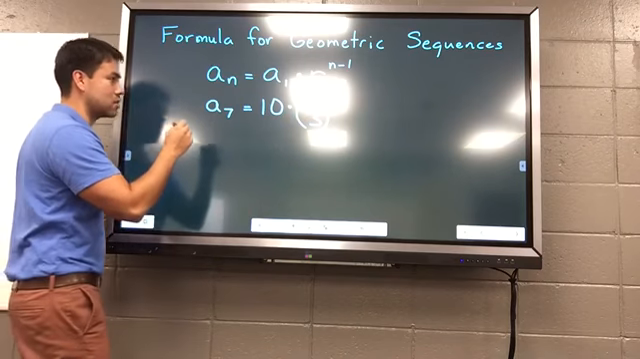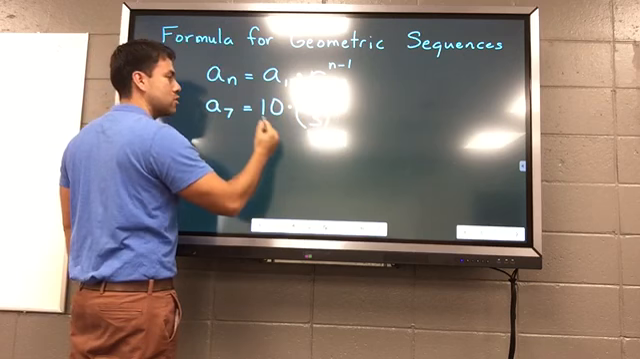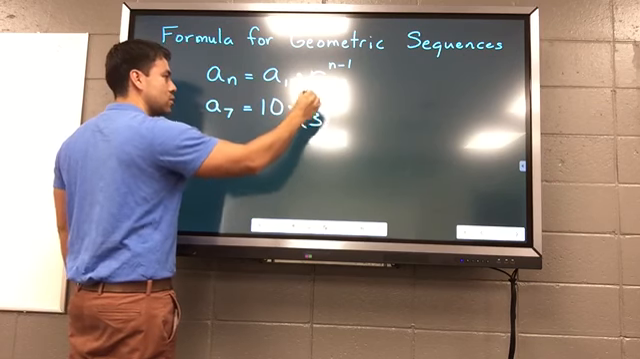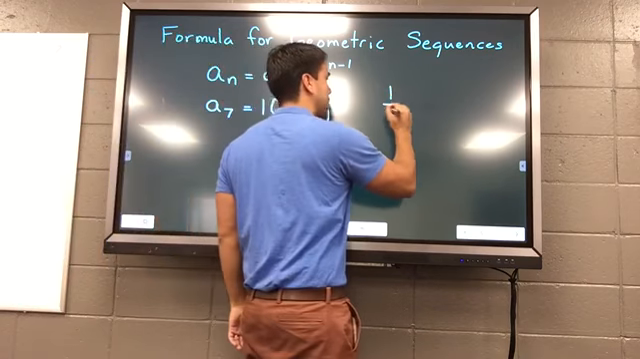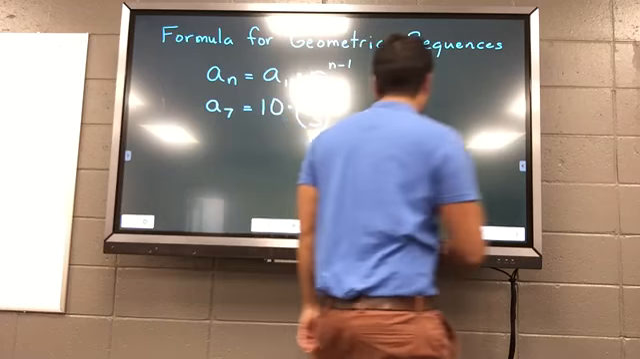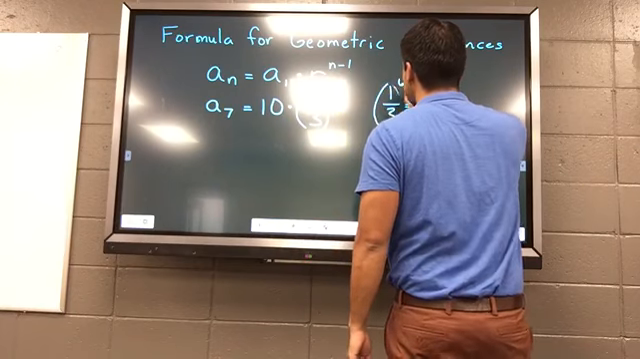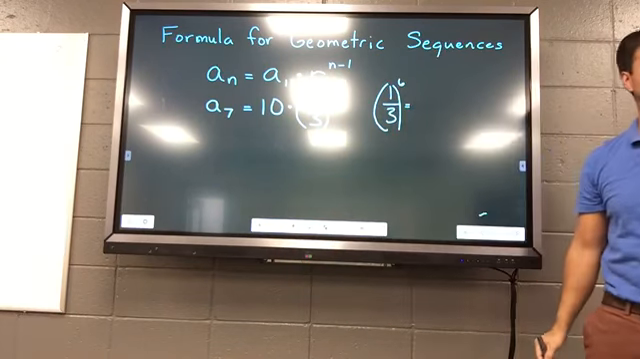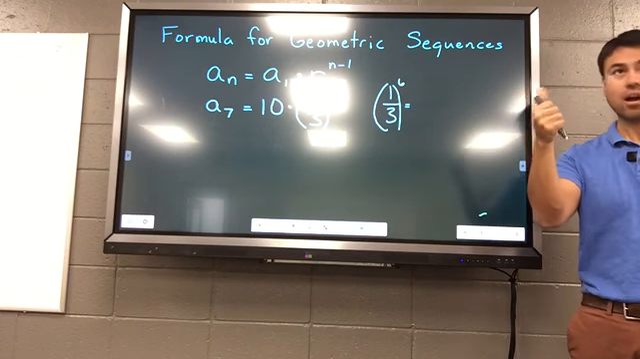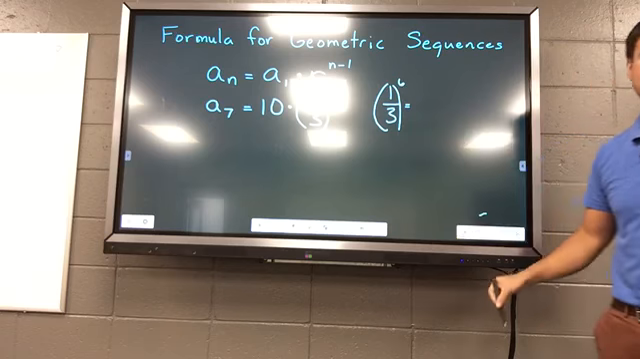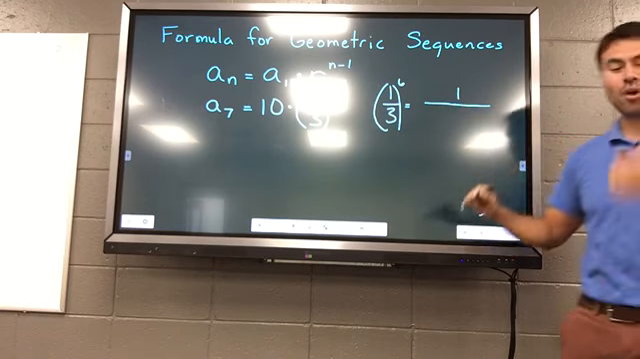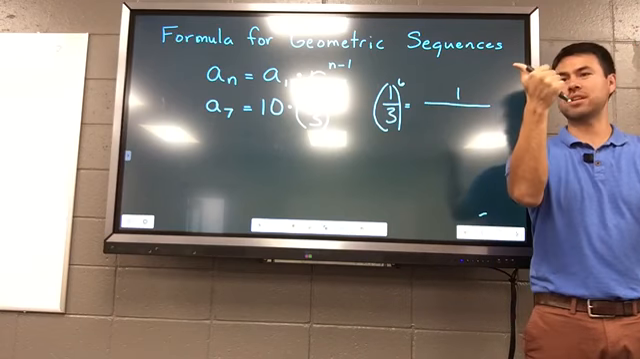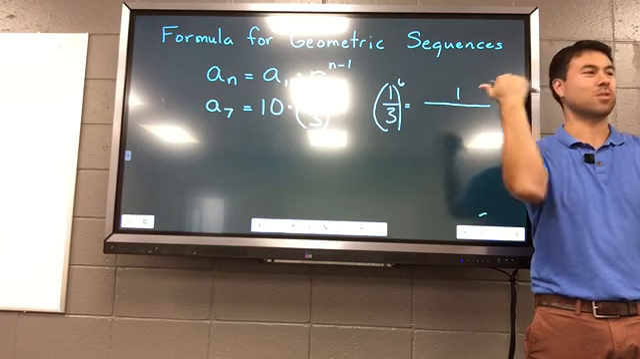Okay, so we got those parts. According to order of operations, what do you have to do first? 10 times 1/3 or 1/3 to the 6th? 1/3 to the 6th. So I'm going to work that out here. 1/3 to the 6th means 1/3 times 1/3 times 1/3 times 1/3 times 1/3 times 1/3. Okay, what's 1 to the 6th? 1. 1 times 1 times 1 times 1 times 1 times 1 is 1.